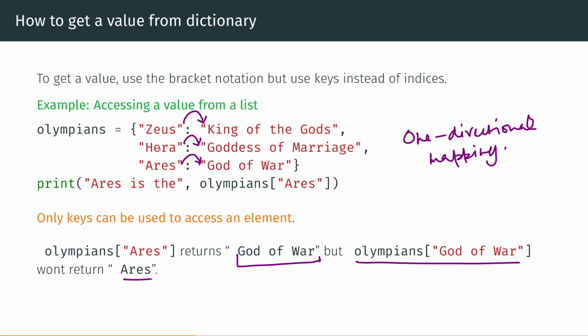So given a key, you would be able to access the value. So information only flows in one direction, but it's not the other way around. Given a value, you would not be able to find the key.